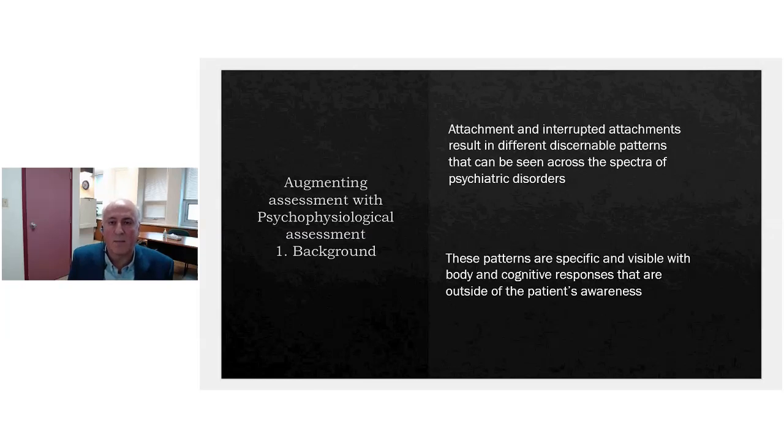With psychiatric disorders, sometimes they are the psychiatric disorder, sometimes they're independent of the psychiatric disorder, but they have a huge bearing on the treatment processes and outcome of the psychiatric disorder. So that's why I'm proposing that it's a major issue to have an eye on. So these patterns from downstream effects of attachment trauma and interrupted attachments are specific and visible with physical and cognitive responses that are typically outside of the patient's awareness. They don't report these things, but they're observable.